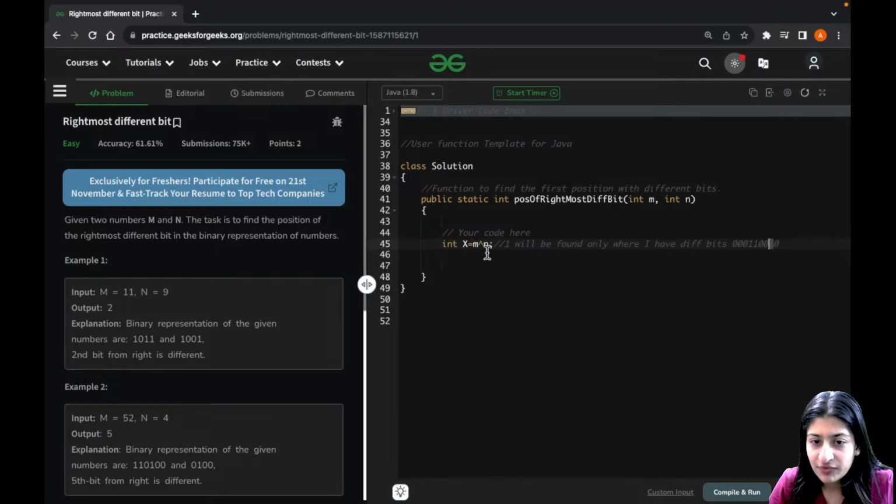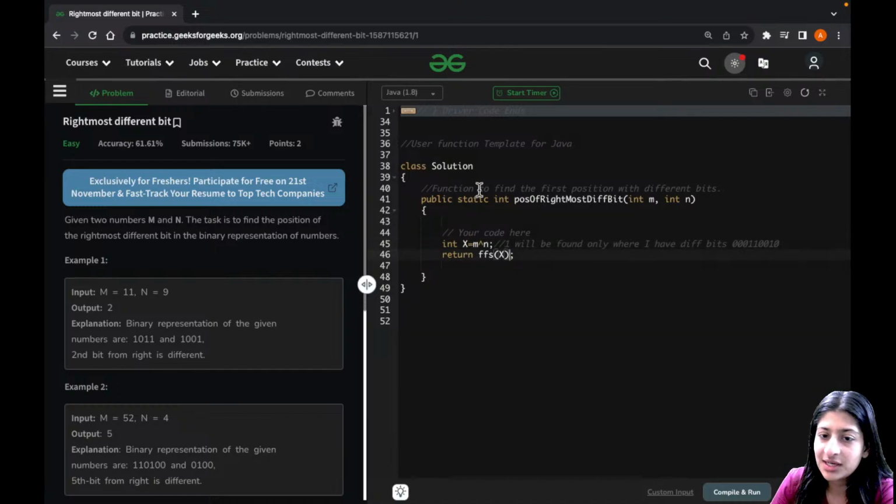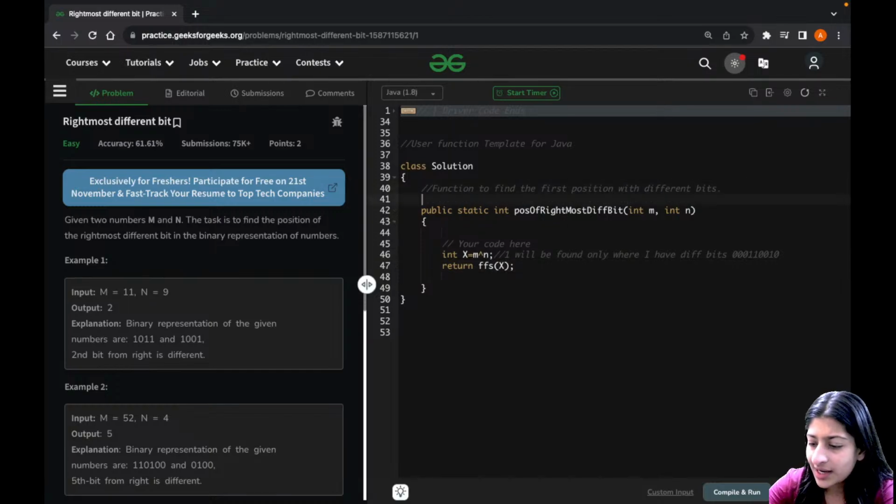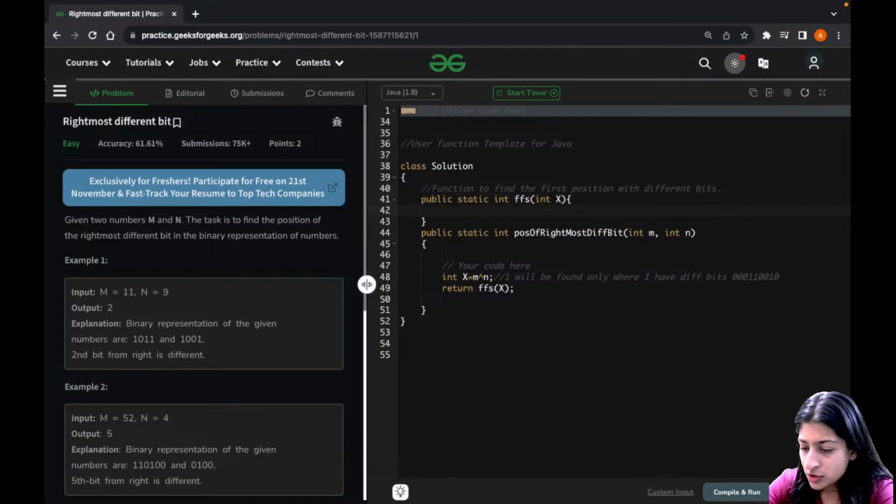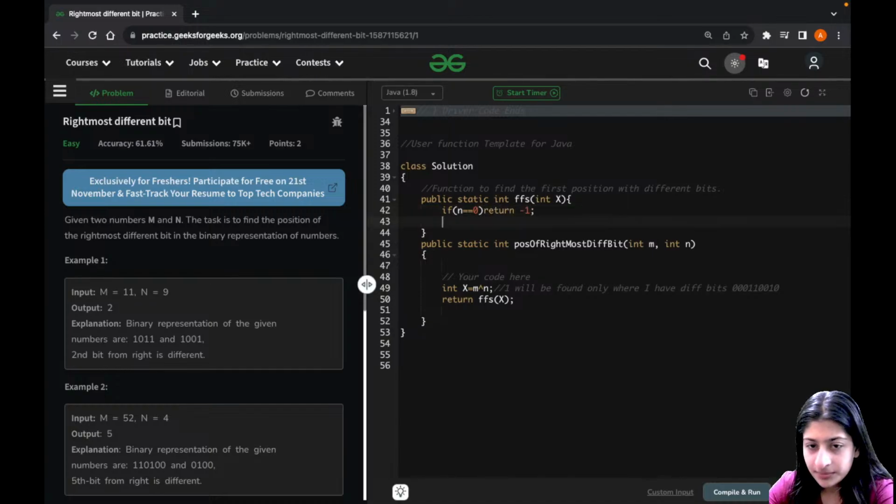So my ffs task will be to find the first set bit from the rightmost index. That position it will return, and I will simply return it. Now let's write the function ffs. So public static int ffs(int x). Okay. So if n is equal to 0, you return -1.